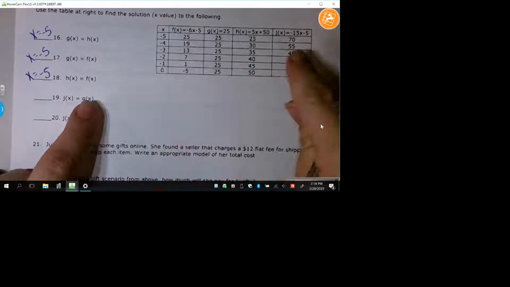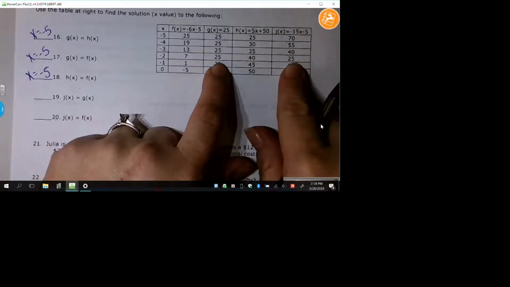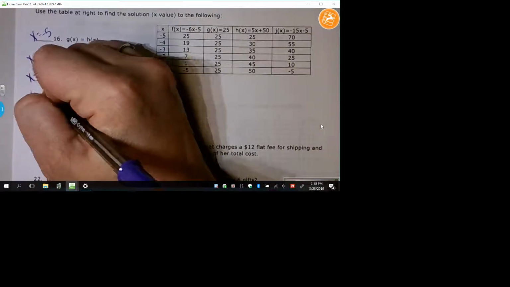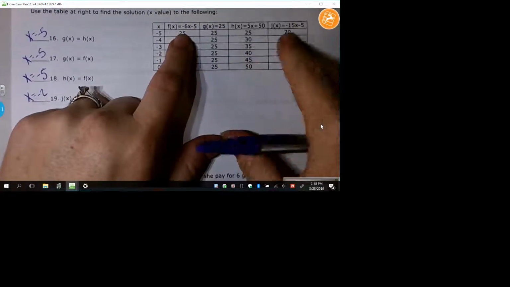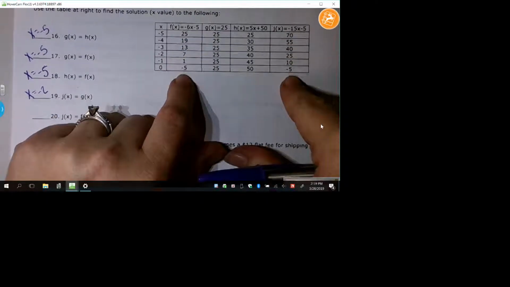J and G, we're looking for where they match. So they match here at negative 2. And J and F, they match right here at x equals 0.